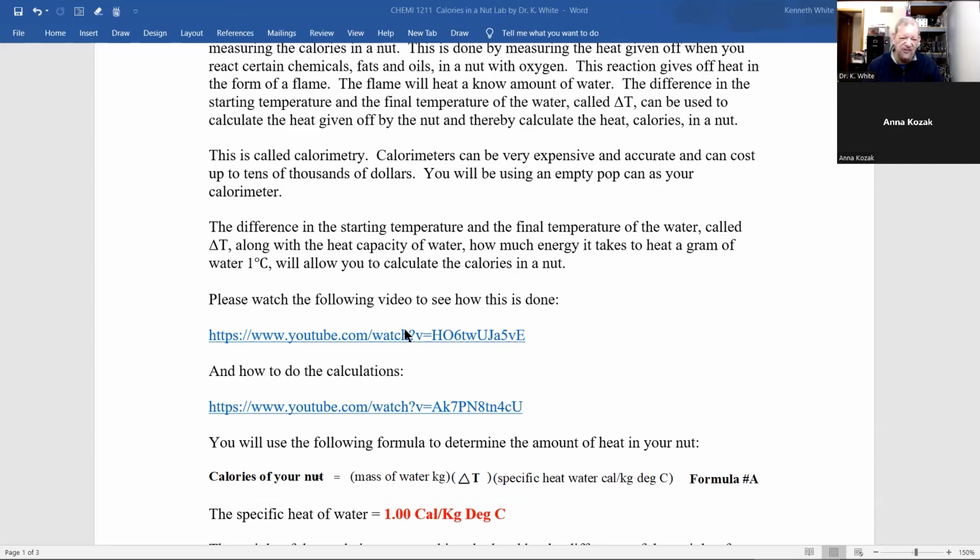Now, for this lab, and I'll show you the video in a second, you use an empty pop can as your calorimeter. You fill it with water, and underneath you burn the nut, and you measure the delta T. Now, for using calories, we use the heat capacity of water of 1. It takes 1 calorie to raise the heat of 1 gram of water 1 degree C. And you'll calculate that. And you'll see how Dr. White writes the lab.